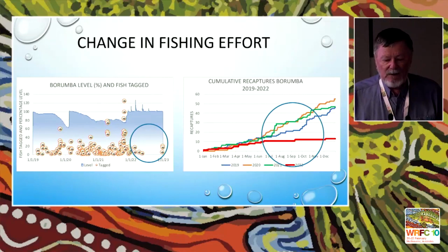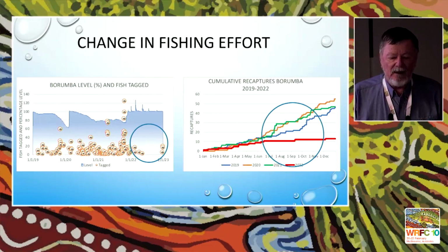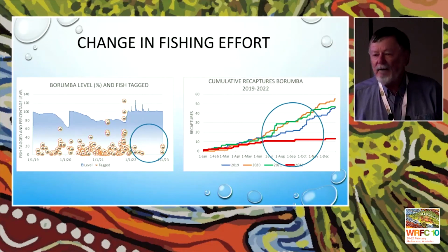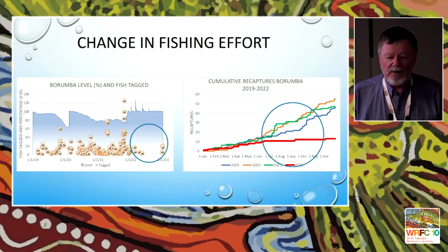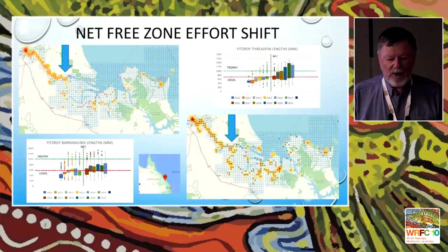And on the right-hand side, you see the graph showing the cumulative recaptures in Barumba, basically flatlined for most of 2022. And when you look at the previous 3 years, again, you see there was very little difference between those 3 years. So we can detect quite a lot of change in fisher behaviour based on recaptures.